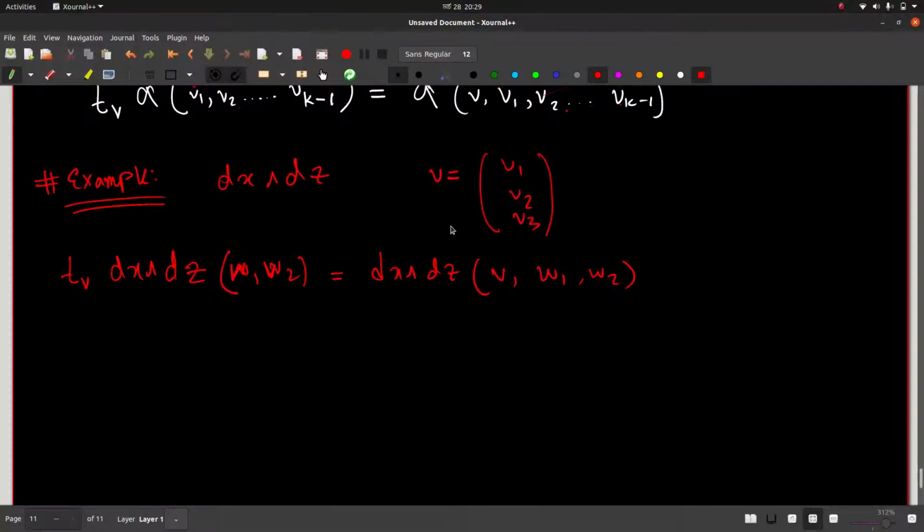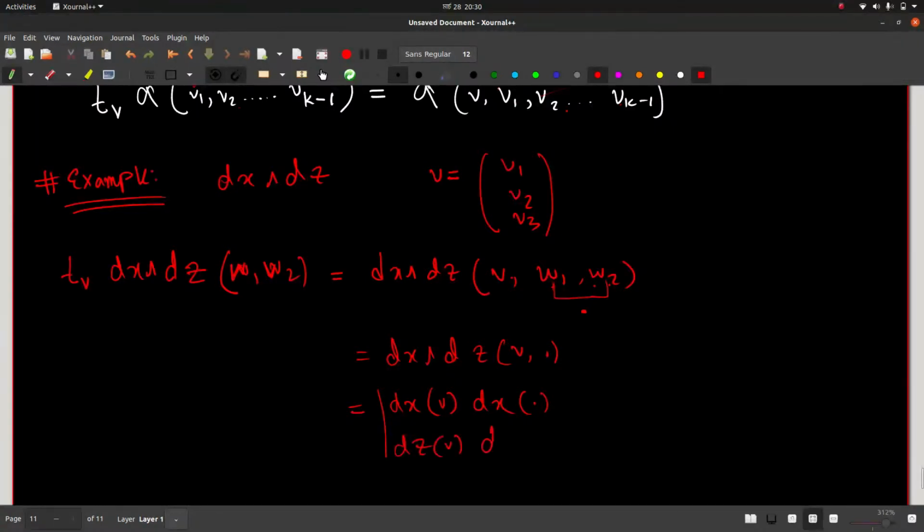So how we write this is the following. Instead of this w1 and w2, we just put a dot over here. That means these slots are empty. We don't know about them. So this is written as dx dz, v comma dot. And if you consider how these two forms were defined, when they act upon vectors, they give you a determinant like this: dx v, dx dot, dz v and dz dot.